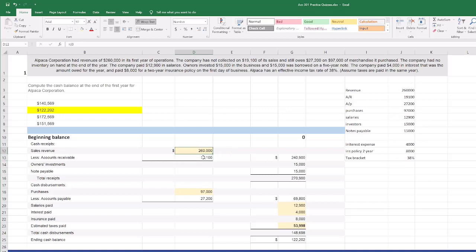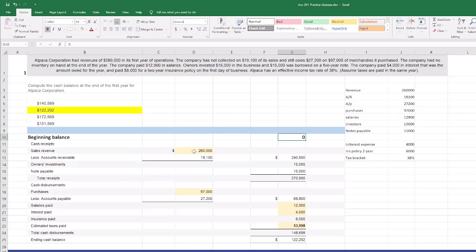All right, so before I start working the problem, what's the question? Compute the cash balance at the end of the first year for Alpaca Corporation. So it's the end of the first year, so the beginning balance is 0, okay? So beginning cash is 0, so we don't have to worry about that. It's not the second year, right? So what's the ending cash balance?